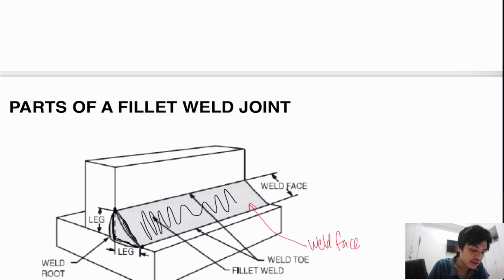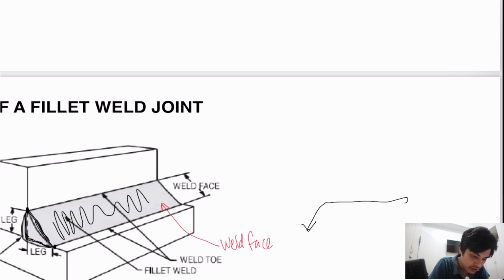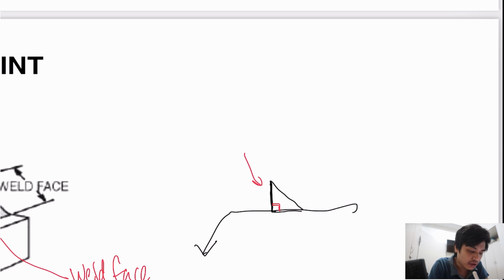Now, how do you represent that in the fillet welding symbol? As you can see here, the legs can be represented as this one, the perpendicular part of the fillet welding symbol. Note that the perpendicular part of the fillet weld symbol must always be placed on the left of the welding symbol.